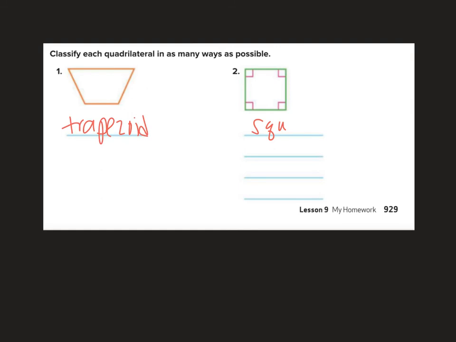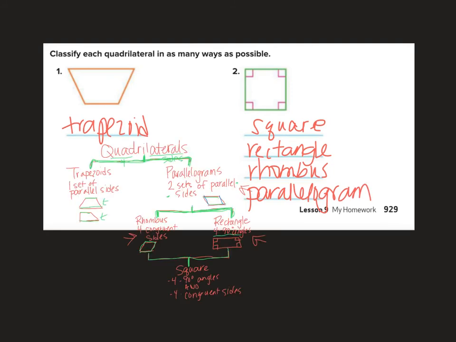So we start with square, S-Q-U-A-R-E, square. And then we'd go up. It is a rectangle and a rhombus. And then if I go up again, it is a parallelogram. And I added it to this one too. So if we're looking at this guy right here, we have one set of parallel sides, so he is a trapezoid.